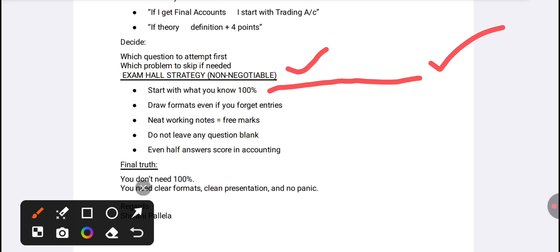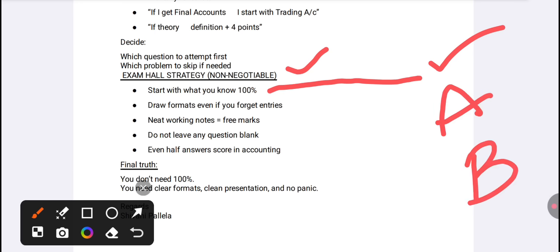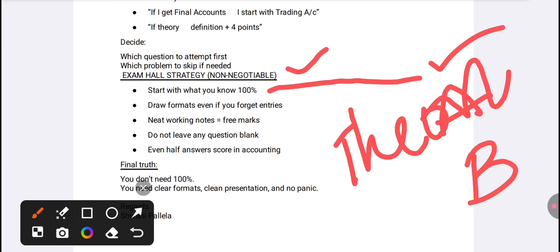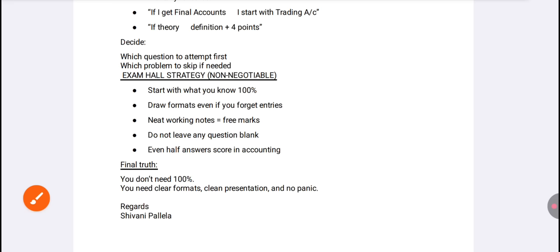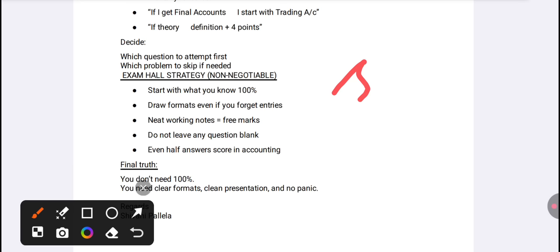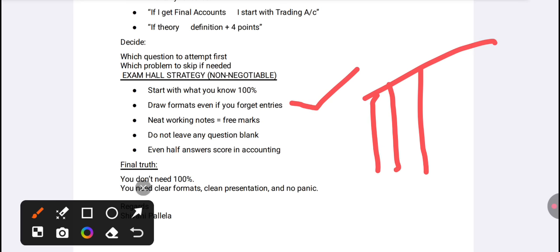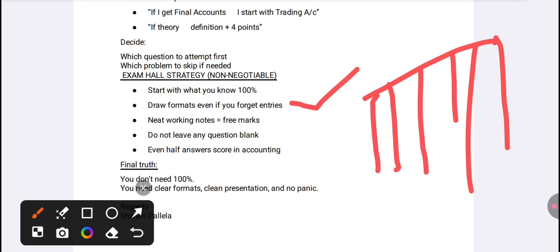Next, exam hall strategy, which is very important. Start with what you know. If you are perfect with Part A, start with Part A. If you are perfect with Part B, start with Part B. If you are perfect in a theory answer, start with that theory. If you are very perfect in a problem like journal entries, start with that. Draw formats if you forget any entries, for example the journal entry format: date, particulars, LF, debit and credit. So you need to write the formats.